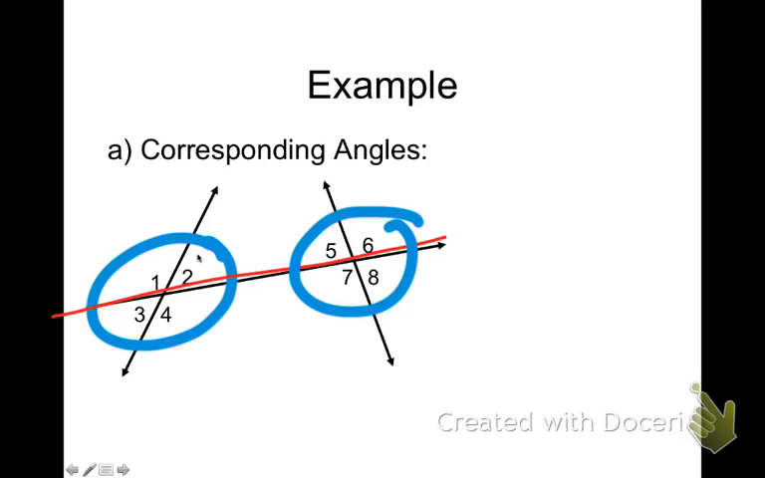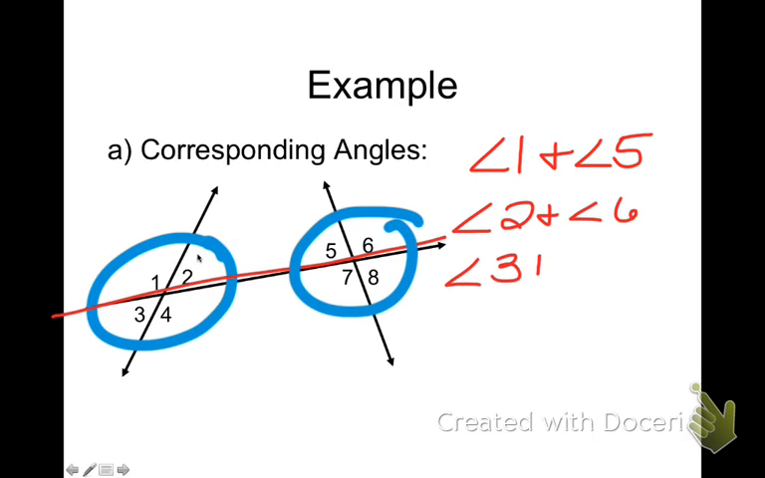Good, because upper left. So angle 1 and angle 5 would be one set. What would correspond with 2? Good, so angle 2 and angle 6 would be corresponding. Upper right. What would correspond with 3? 7. So angle 3 and angle 7 would be corresponding. Lower left. Angle 4 and angle 8. Good. So those would be my 4 sets of corresponding angles.